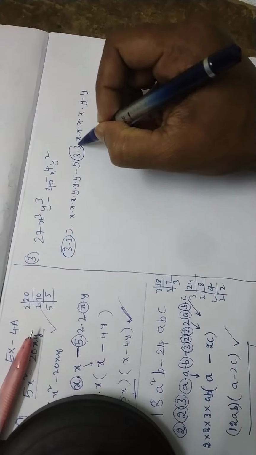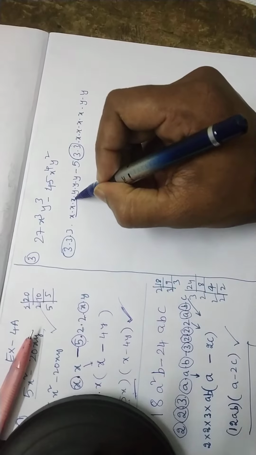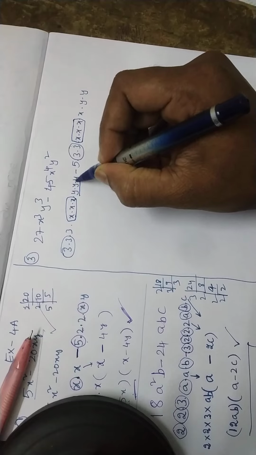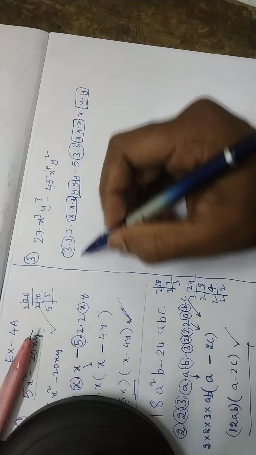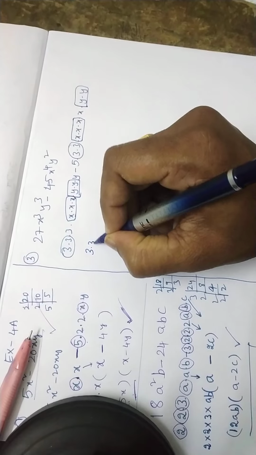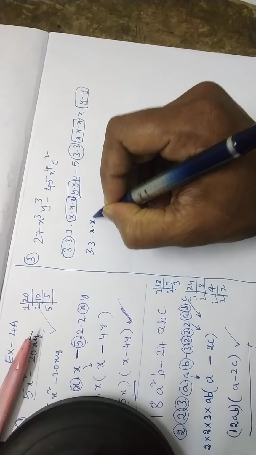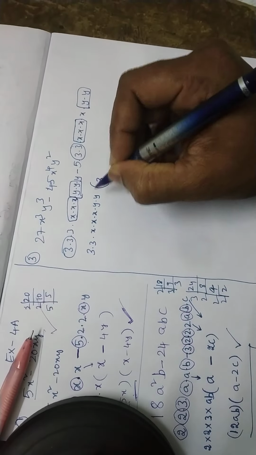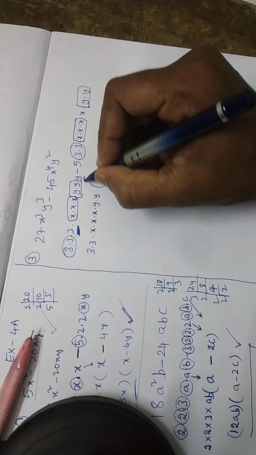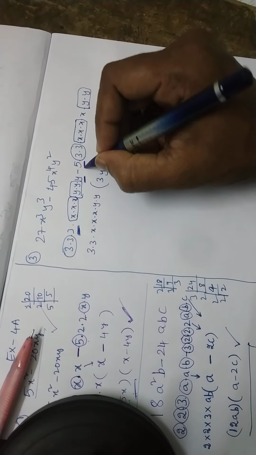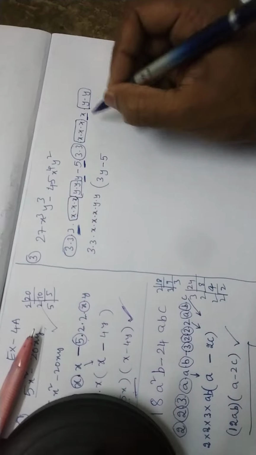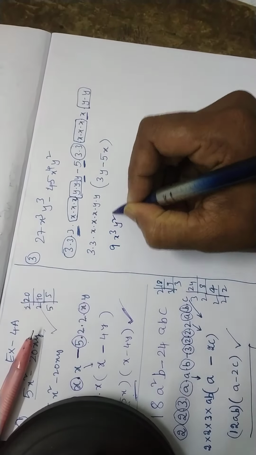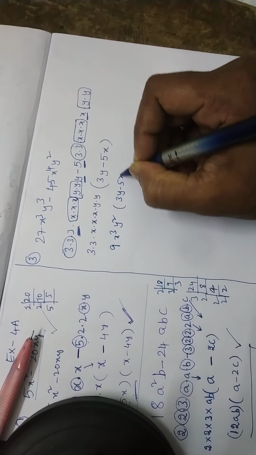So 3 into 3 is common. 3 x's are common here. Okay, 3x. And 2 y's are common here. Okay. So write everything here. So 3 into x into x into x into x, y into y. Okay. What is left out? 3 is left out here, and 1y is left out. So 3y minus. What is left out? 5 is left out, 1x is left out. So done. That is equal to 3 3s are 9, x cube y square into 3y minus 5x.